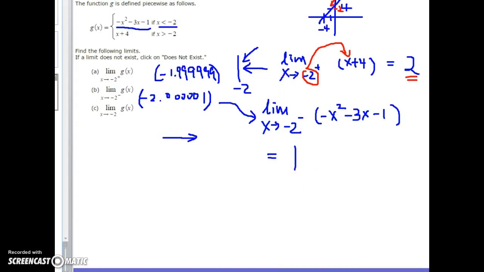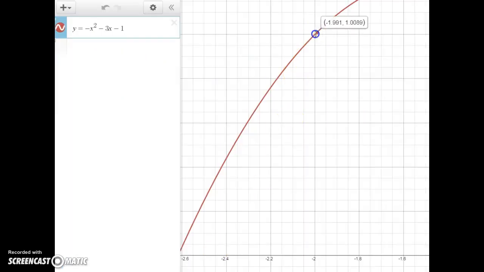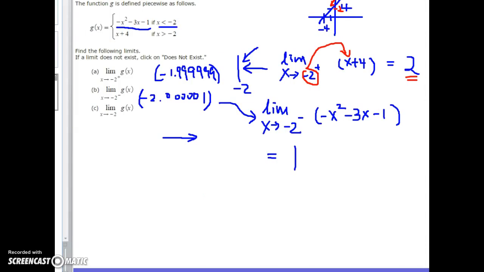Okay? So the fast way to find this out is to simply substitute the negative 2 in my x. So you can put that in your calculator. Make sure you have parentheses around the negative 2. So if you do negative 2 squared minus 3 times negative 2 minus 1, you should get 1.